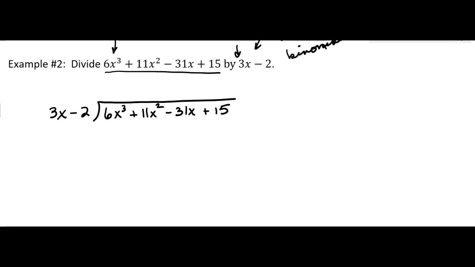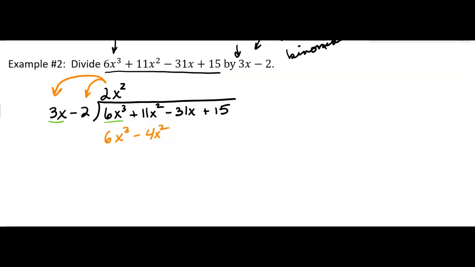So here we go. Does 3x go into 6x cubed? Yes. That will be 2x squared. Then we're going to multiply. So 2x squared times 3x, that's the 6x cubed. 2x squared times minus 2, which is minus 4x squared.